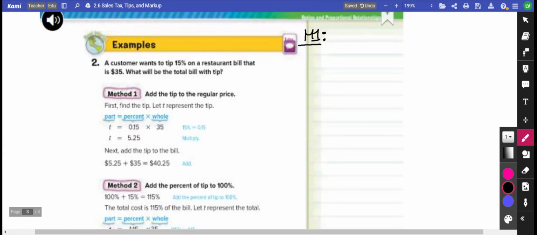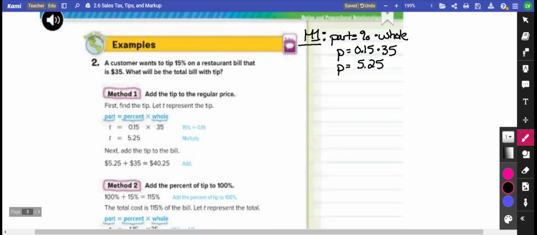So first we want to find the tip. So we want to find our part, which is the percent times the whole. So that part is the one that we want to solve for. So the part equals the percent of 15/100 times the whole of 35. So that leaves me with 5 and 25/100.